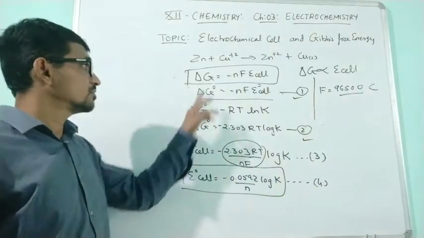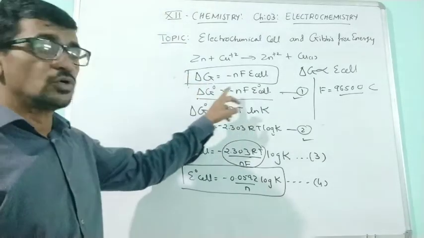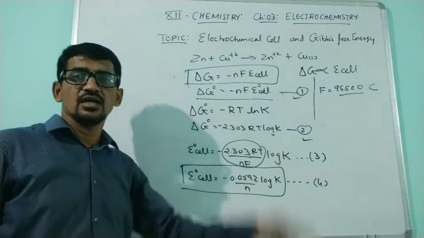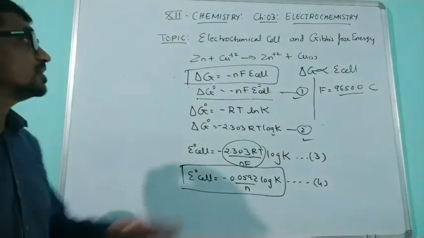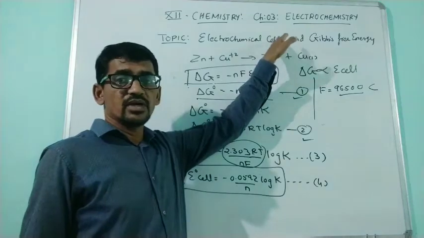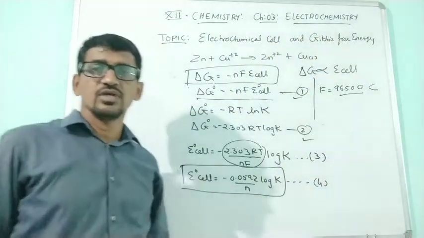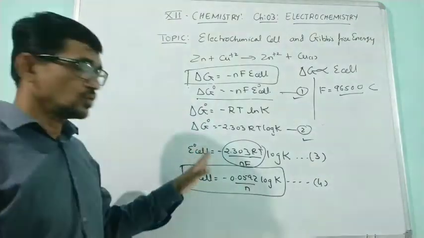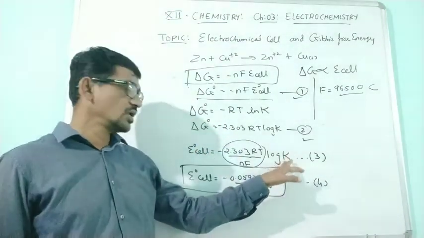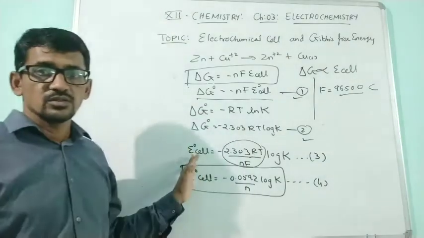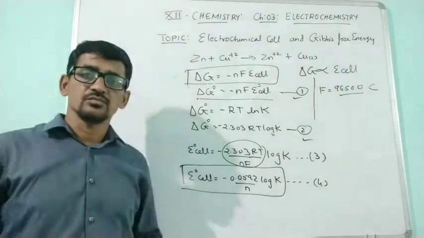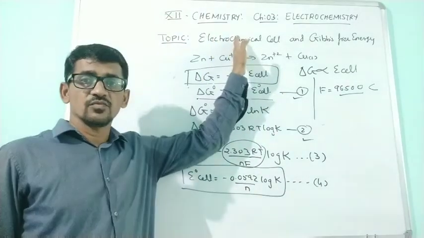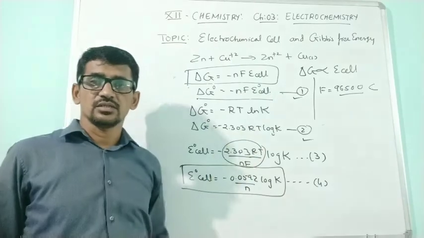So remember: delta G is equal to minus NF E cell, and second, delta G is equal to minus RT ln K. So that is how the electrochemical cell is related with Gibbs free energy. Sums are given in your textbook. It is a simple sum. You just have to put in the values and find the K value or cell potential. And there are exercise sums, so try to solve the Gibbs free energy sums from your textbook exercise. Okay, thank you.